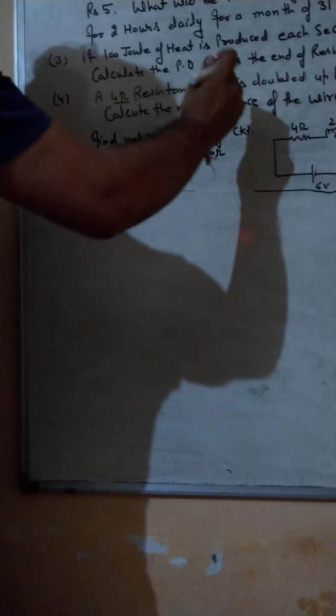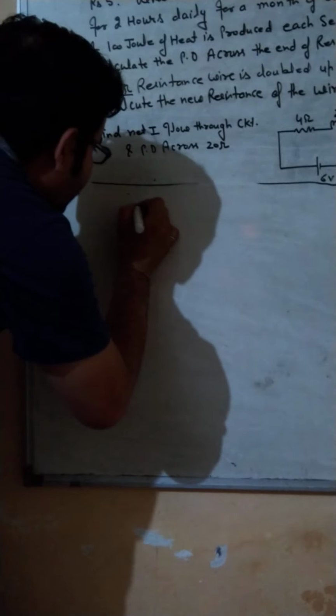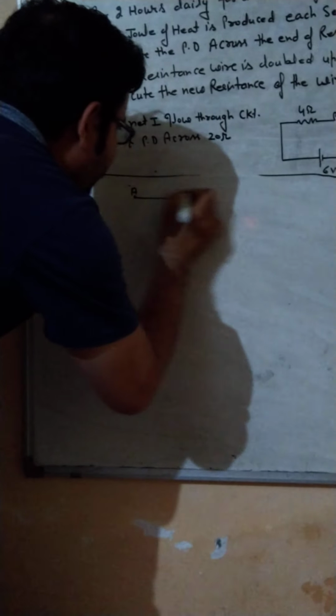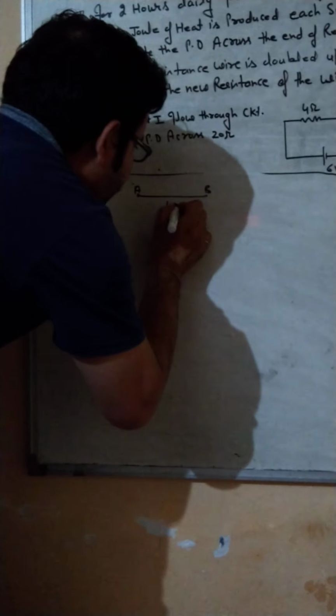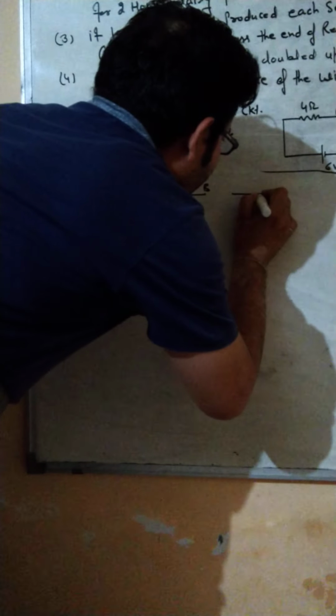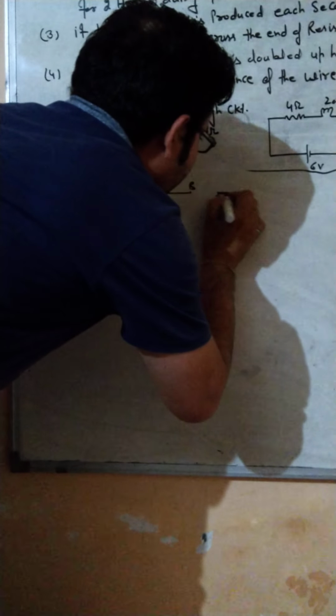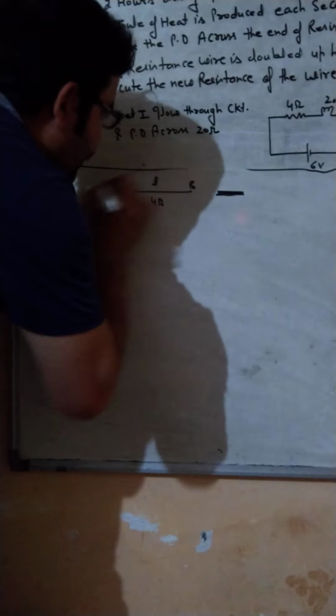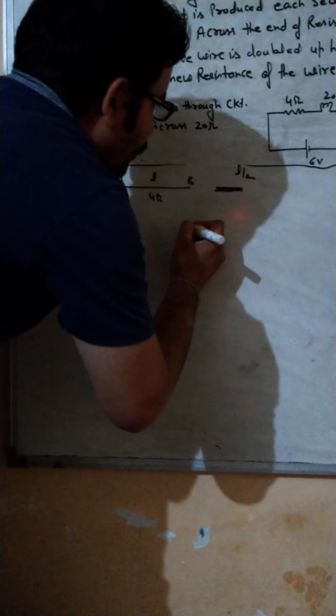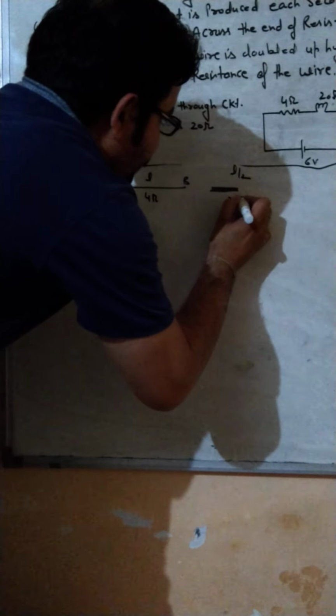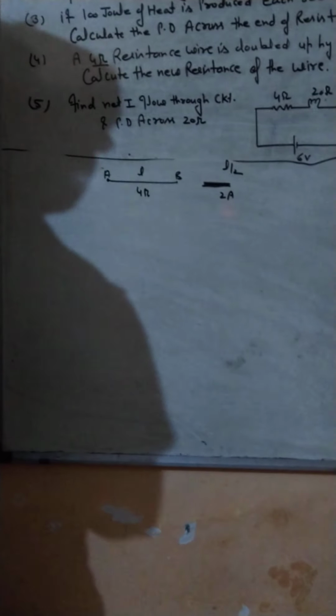In the fourth question, there is a 4 ohm resistor and you have to double it. Like this is a wire, AB wire. It has 4 ohm resistance. If I double it, then that wire will be like that. In that case, this is length L. Then its length is L by 2, but area is 2 times. Means its new length is L by 2, but new area is 2A.